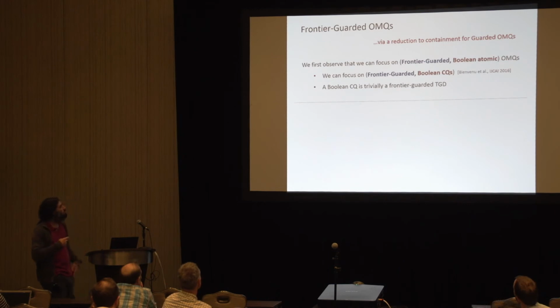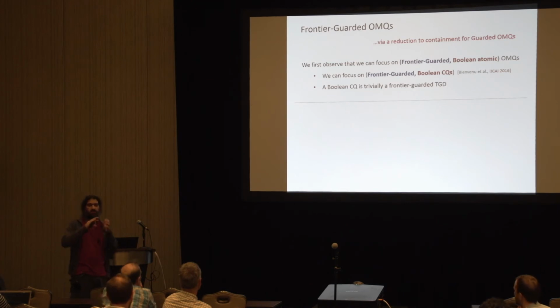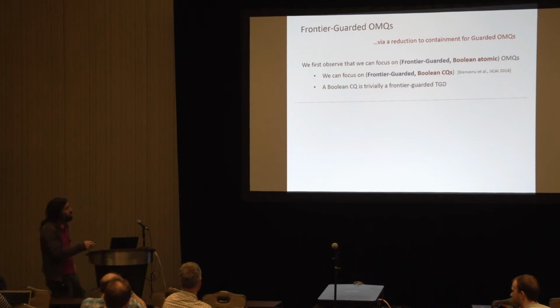Right, what about now frontier guarded? So recall that with guarded, we have to guard all the variables in the body. With frontier guarded, we have to guard only the frontier, so the variables that are propagated also in the head. And here what we can do is provide a reduction to guarded ontology-mediated queries and then just apply what we did for guarded queries.